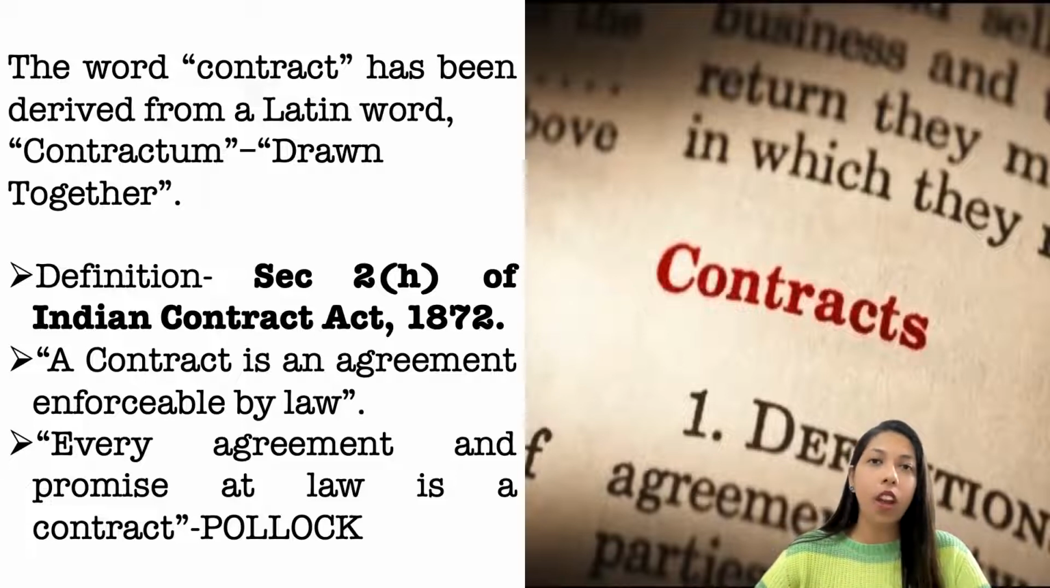There are many scholars who give definitions for contract. One of the scholars is Pollock. He gives a definition for contract, and he says that every agreement and promise enforceable by law is a contract. That is the definition given by Pollock.